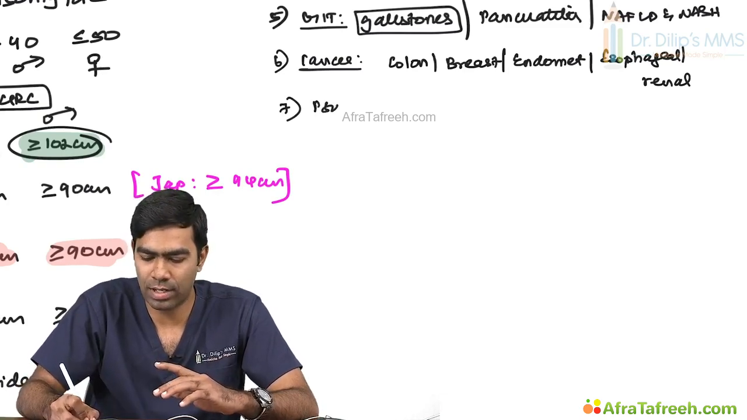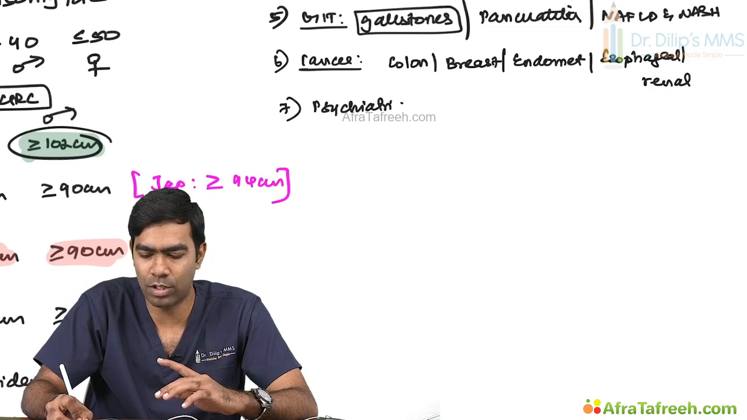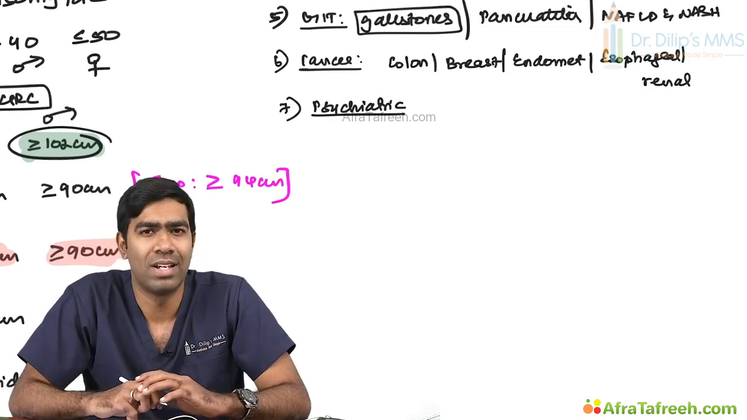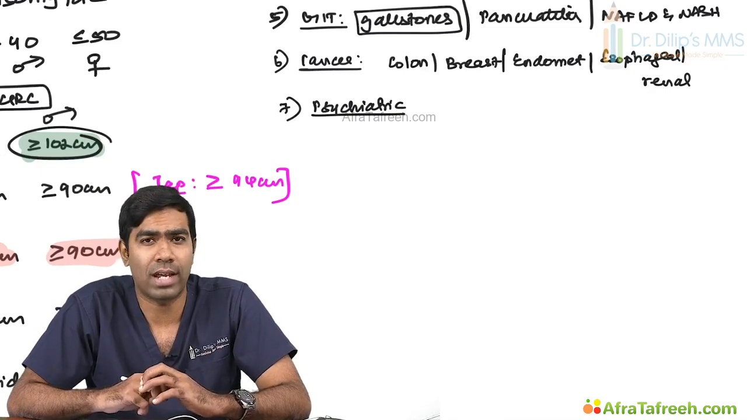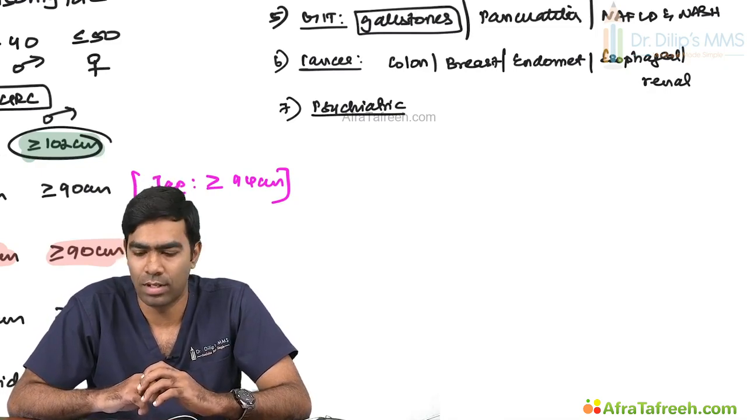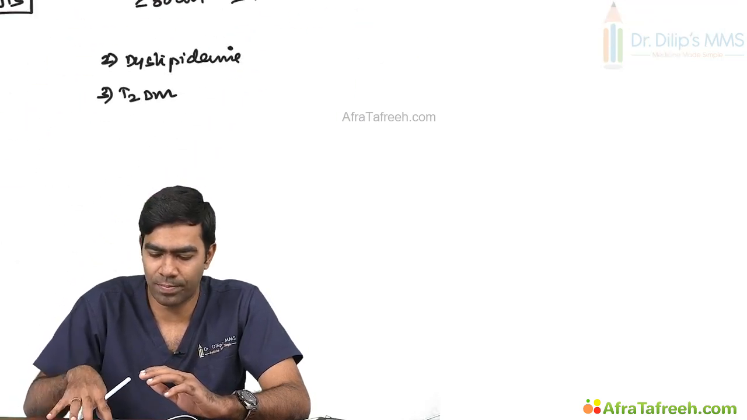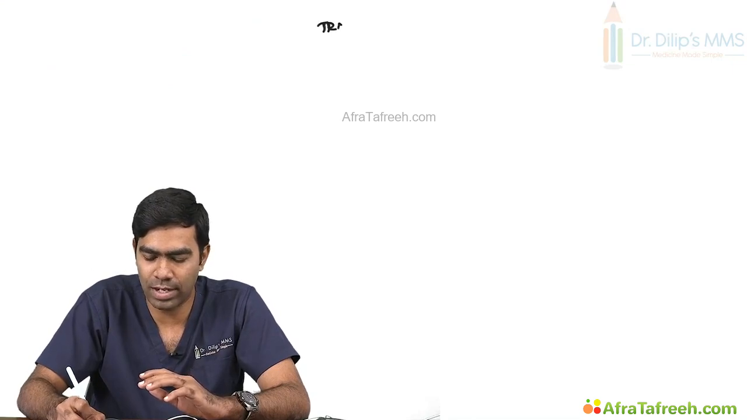And you are going to have considerable psychiatric complications because of obesity in the form of low self-esteem, depression. So many psychiatric issues are also associated with obesity. So we have discussed the complications of obesity. Now let us move on to the management, how we are going to treat the obesity.